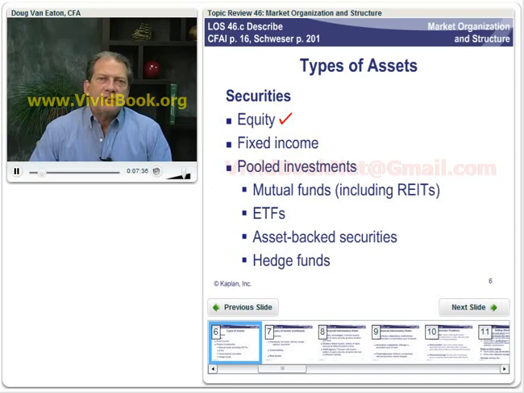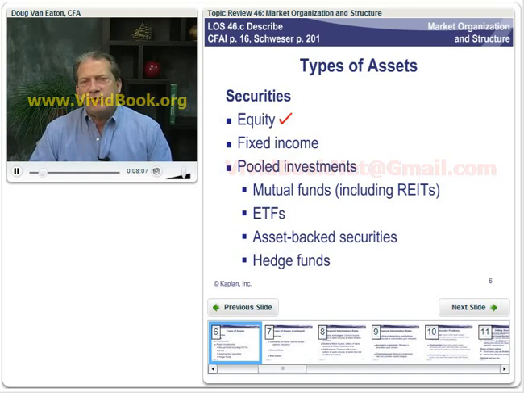Asset-backed securities, well, we cover that in fixed income securities, but one thing to remember there when we talk about asset-backed securities is that they are backed by financial assets. So we're not talking about collateral, we're not talking about real estate-backed securities or securities backed by pledge of other firm collateral, machinery, locomotives, whatever it might be. Hedge funds we'll talk about in alternative investments as well.